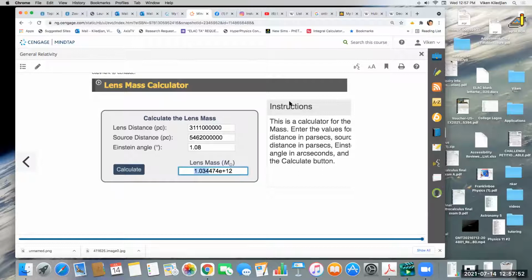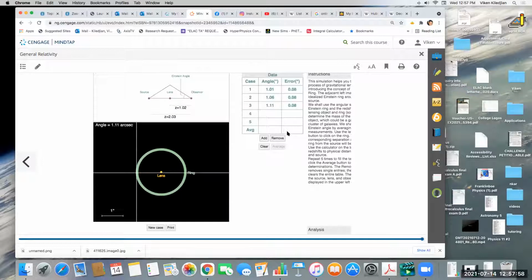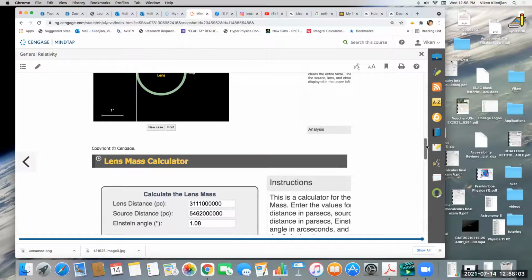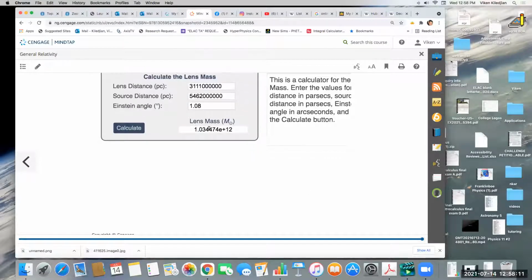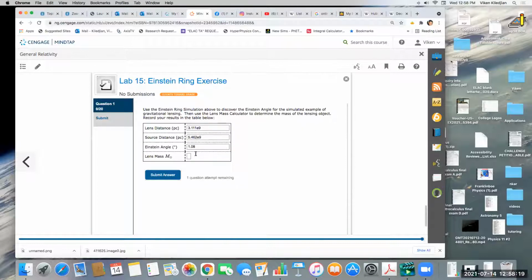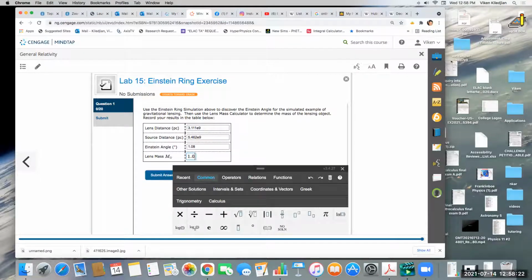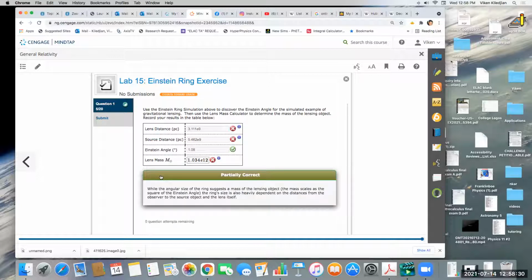Now, another error could be that I haven't done these very detailed, and I haven't done it 5 times and taken the average, and I'm just rough balling the angle. So that could also be causing slight error in the angle, which is causing the slight error in the mass. So let's say here 1.034 e to the 12. Okay, let's see. Oh my gosh.